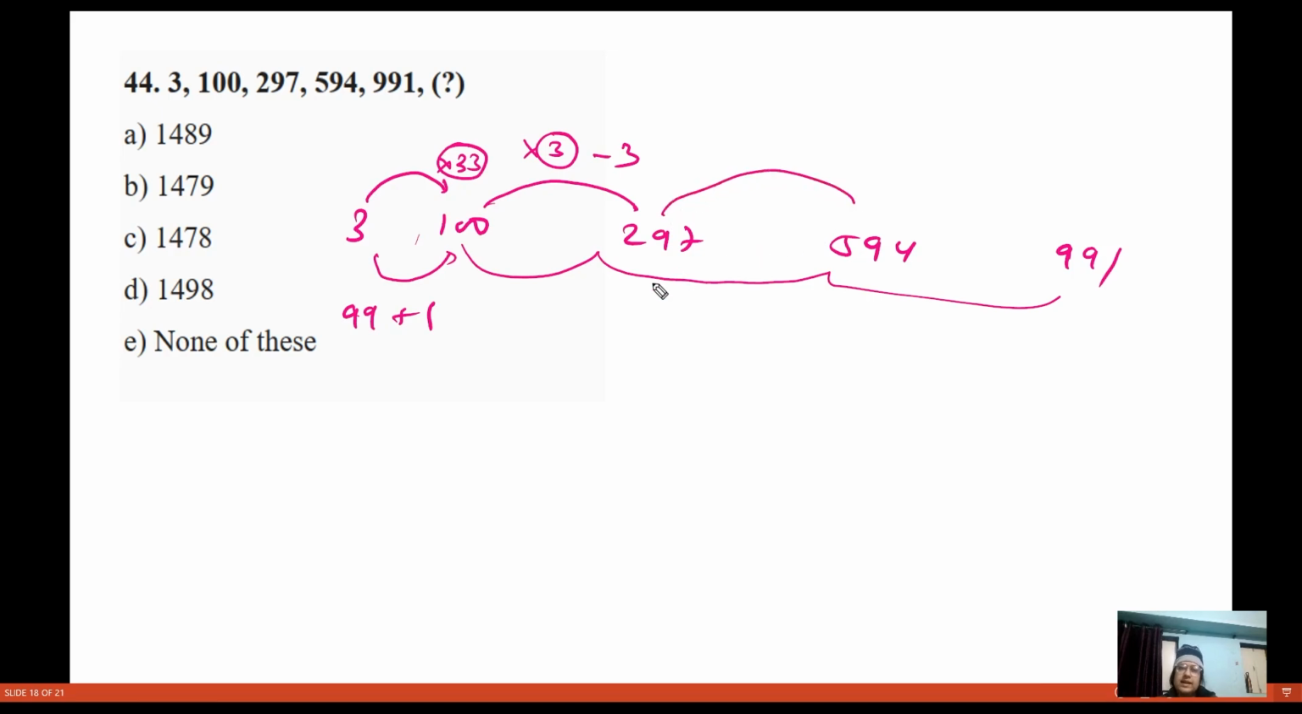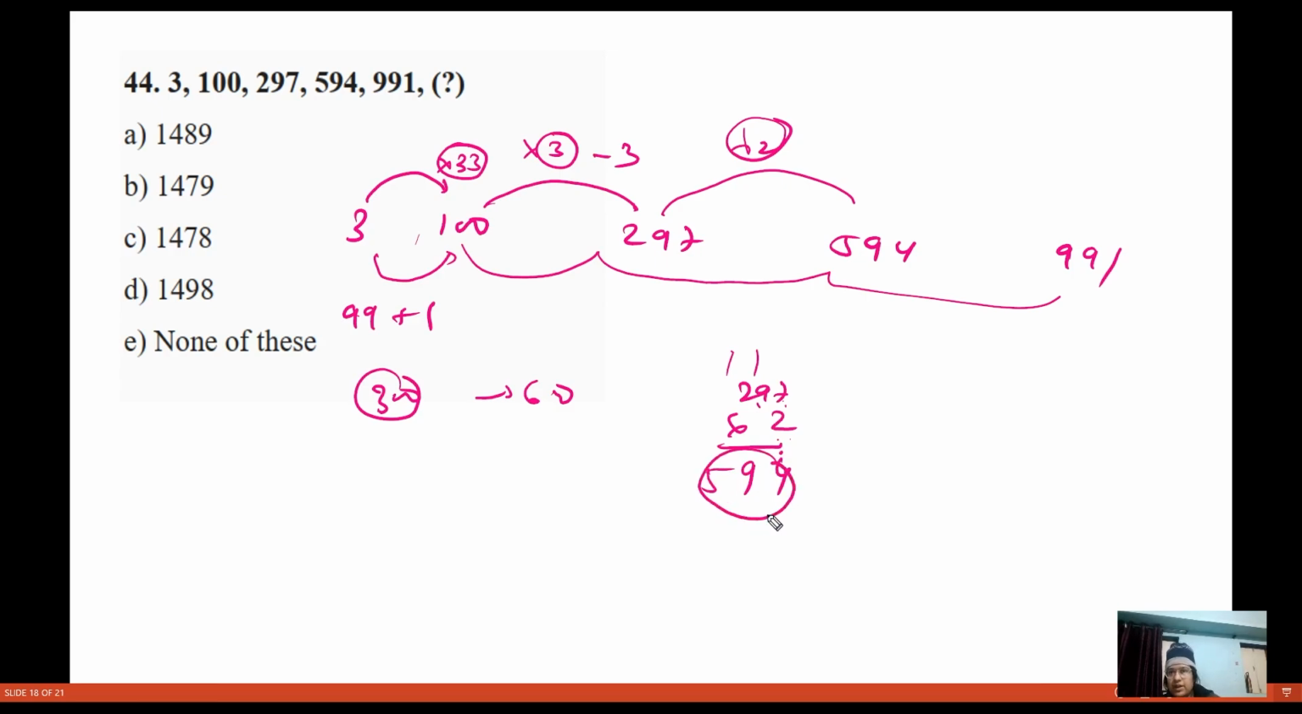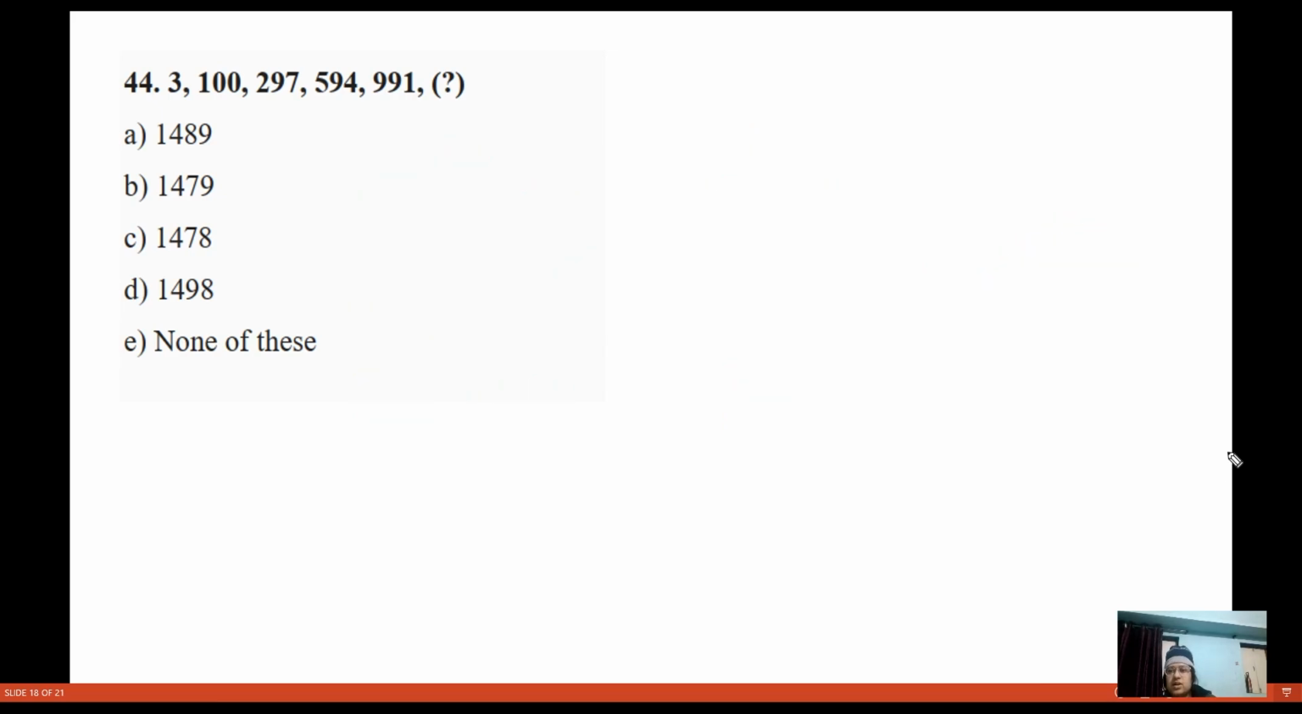Then from 297, it is almost 300, and we are going to 600. So this is becoming twice. You can see this is exactly twice actually. 2 into 7 twos are 14, 9 twos are 18, 9 and 1 carryover. So this is exactly twice. And this is a little less than twice because 991.